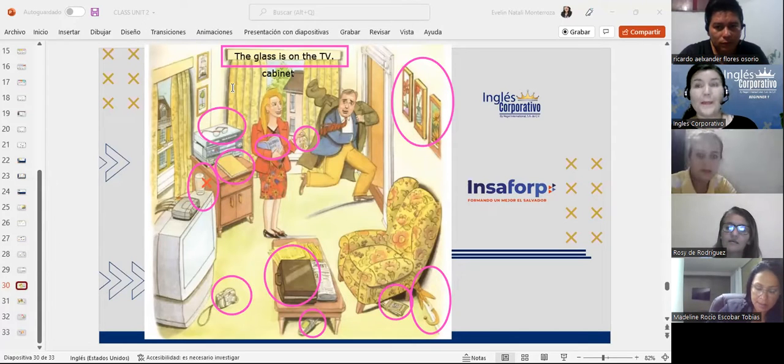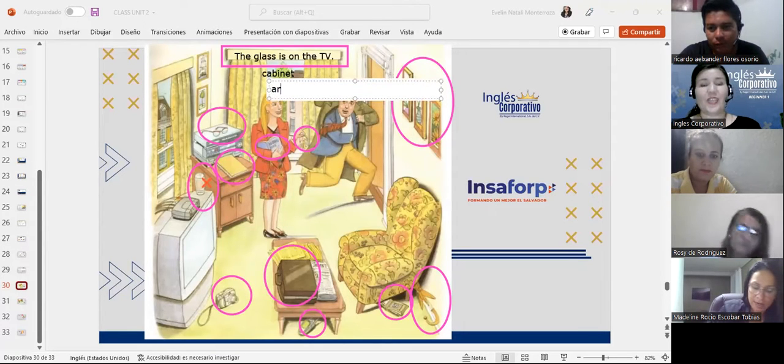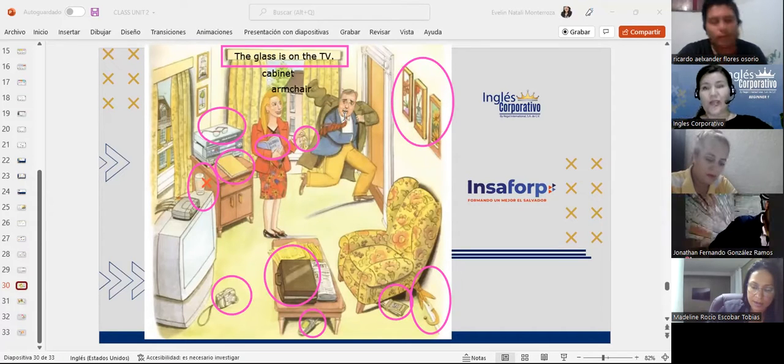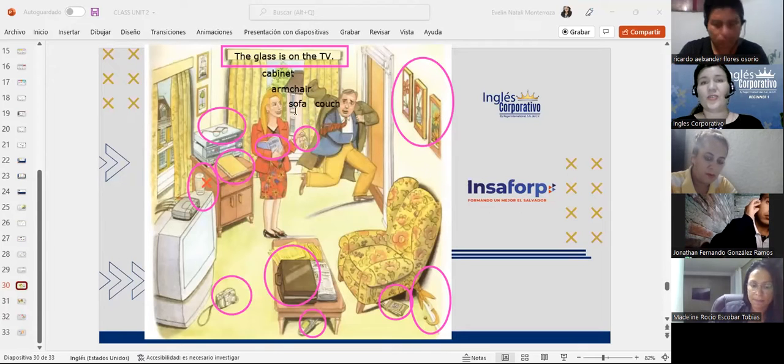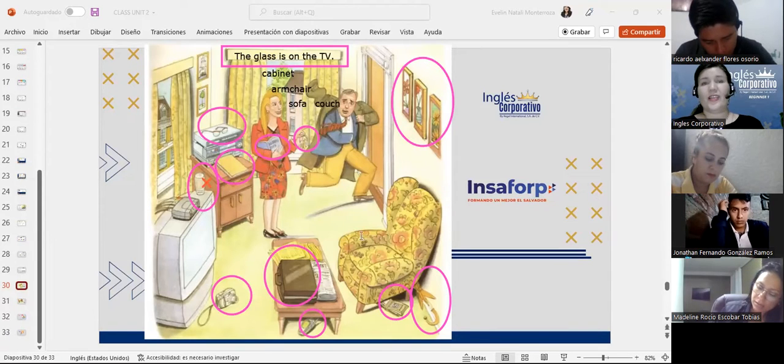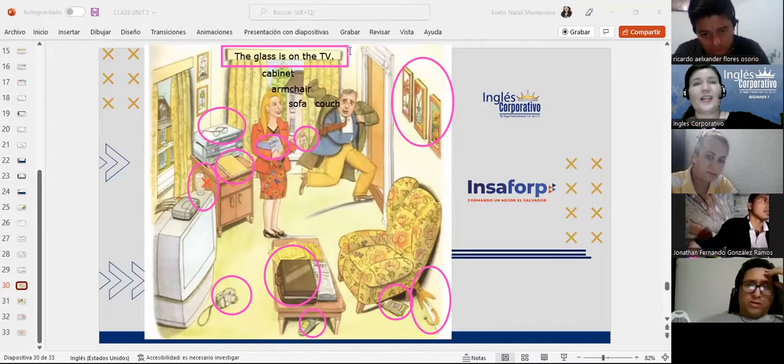How do you say sillón in English? Okay, in that case, this is an armchair. Armchair es el sofá de bracitos, right? Es individual, armchair. En el caso del que tiene más asientos es sofá. The sofa. Or it can be also the couch. Puede ser sofá o couch, pero el que tiene dos, tres asientos. Ahorita este se llama armchair.